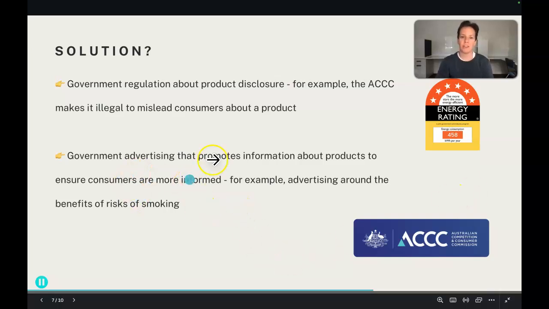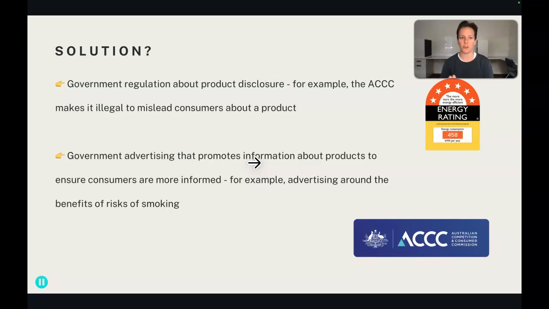The other one is government advertising that promotes information about products to ensure consumers are more informed. Advertising around the benefits or risks of smoking. Now, I know smoking is a negative externality of consumption, but the idea here is that if the government is able to provide you with more information about smoking, you're going to be more informed, such that you can then go into the market and make a more informed decision. In essence, the buyer and the seller have similar knowledge about the product, such that the pricing is not distorted.